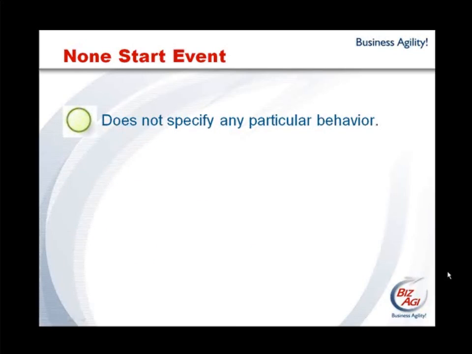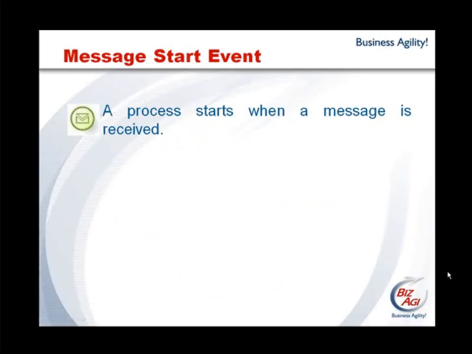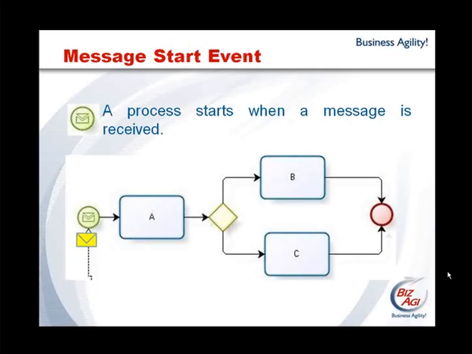The none start event we already know, and it's used when we do not wish to specify any particular behavior to start the process. Normally, it is used in sub-processes, which are initiated when the parent process flow arrives at one of the sub-processes. We then have the message start event, which indicates that a process starts when a message is received from another participant. When we say participant, we refer to another process. Another process sends a specific message to this process, and this process starts or initiates.